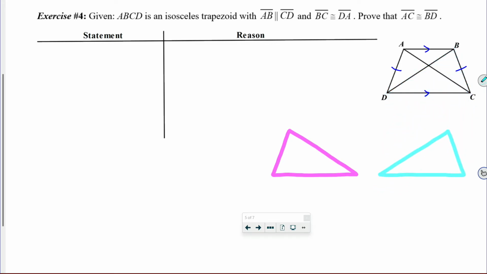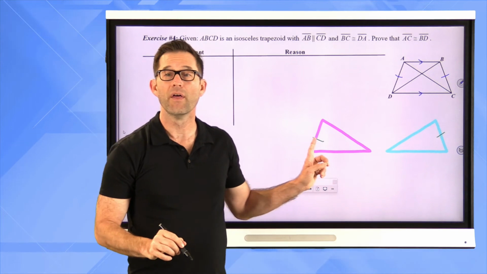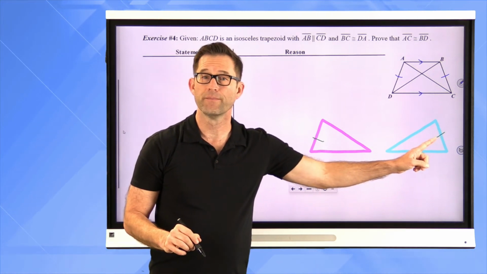What do I know about those two triangles? Let me go back, right? One thing I know immediately is that these two side lengths are the same length. Whoops, I went into green, which is always dangerous when you have a green screen going. All right, so I know that that side and that side are congruent.